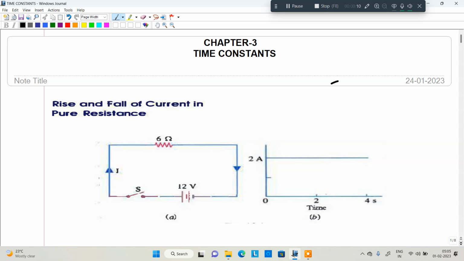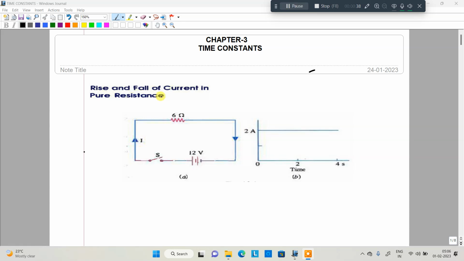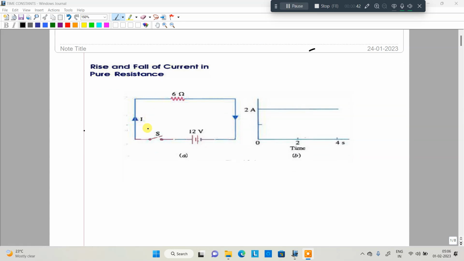In this particular chapter, in your examination, you may expect one question. Within one video, I am going to cover the complete chapter, all the topics in it. So, let us start our discussion. This is a small chapter. The topic is rise and fall of current in pure resistance, taken directly from your syllabus. So let us look at it here.